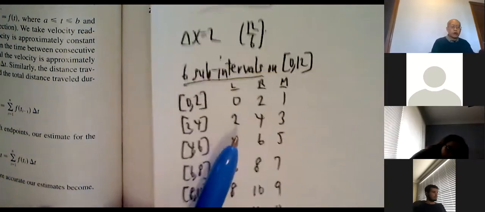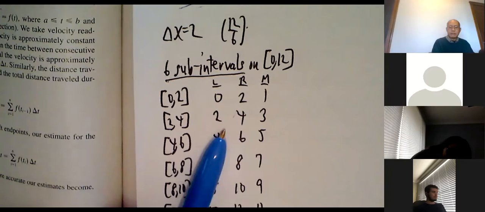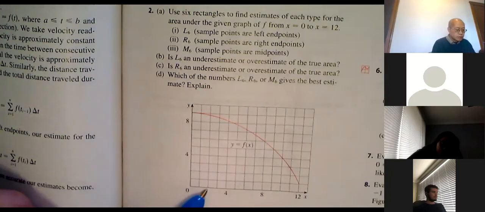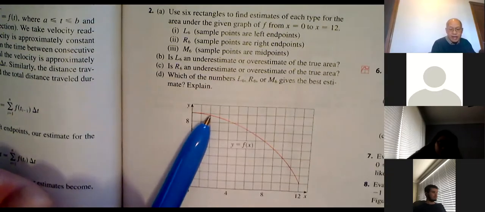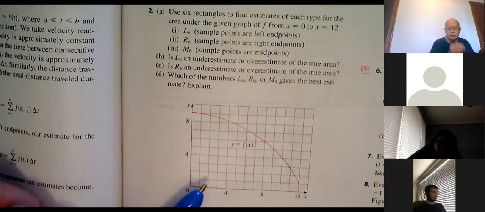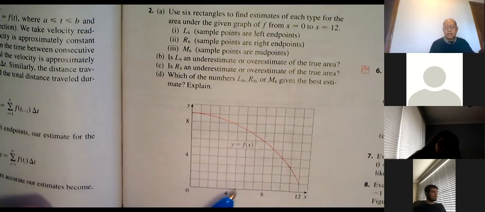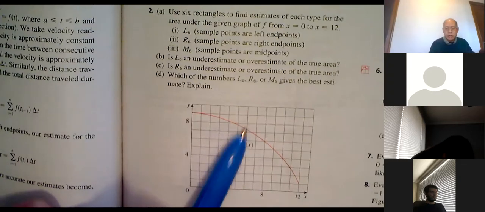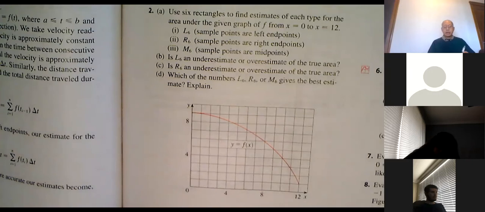And then from 2 to 4, the left endpoint is 2. I'll be going like that, and that would be too big. Same thing from 4 to 6, I'd be going there, and that would be too big, and so on. Okay? So essentially, I'm picking all the left endpoints.